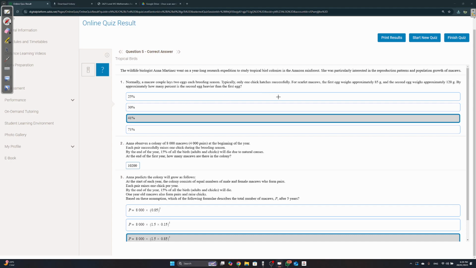Normally, a macaw couple lays 2 eggs each breeding season. Typically, one chick hatches successfully. For scarlet macaws, the first egg weighs approximately 85, and the second egg weighs 120. By approximately how many percent is the second egg heavier than the first egg?